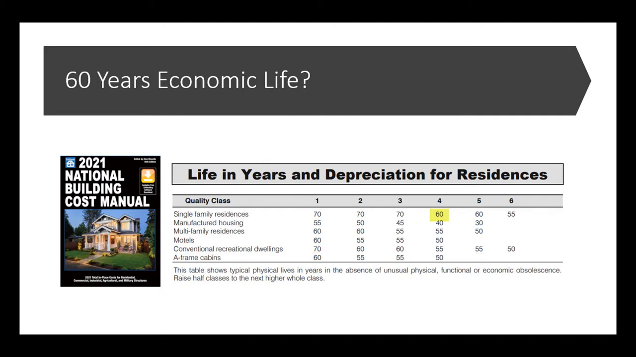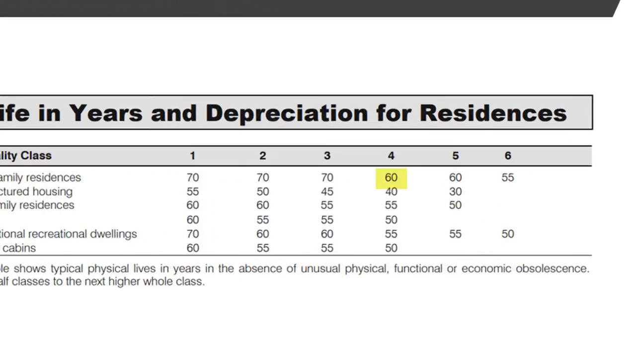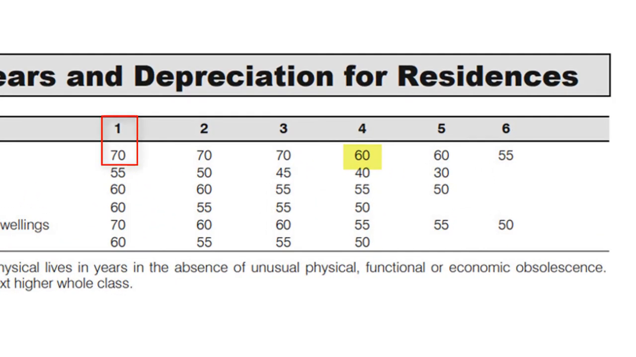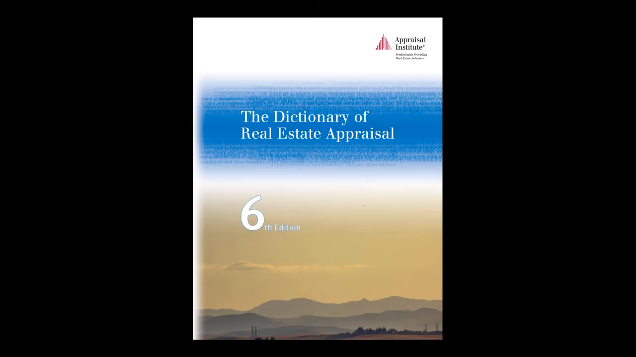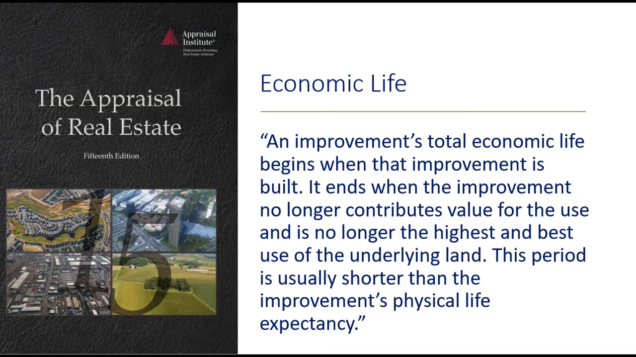Notice how economic life is related to quality. Structures of the highest quality have a 70-year economic life. However, the lowest quality has a lifespan of only 55 years. From authoritative sources, let's look at some important and necessary definitions on depreciating cost. Economic life means the building's total economic life, which begins when the house is built. It ends when the house no longer contributes to its designed use, thus is no longer the highest and best use of the underlying site. This period is typically shorter than the house's physical life expectancy.